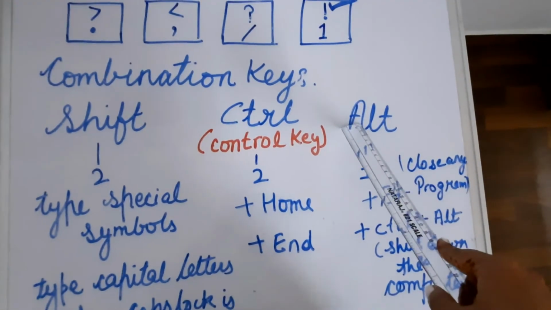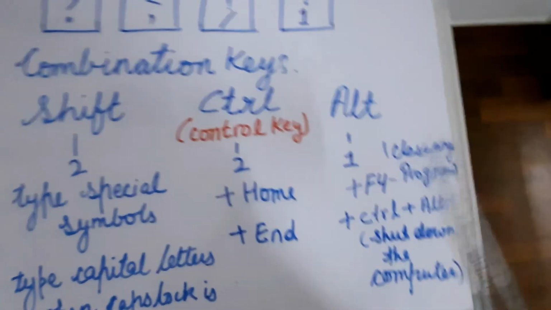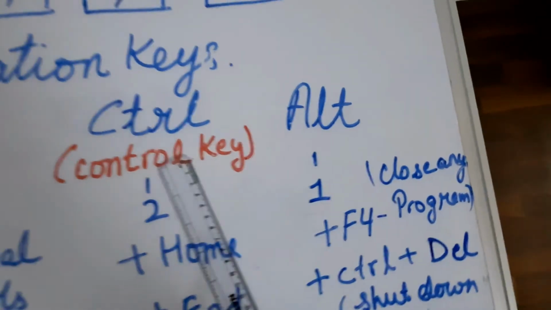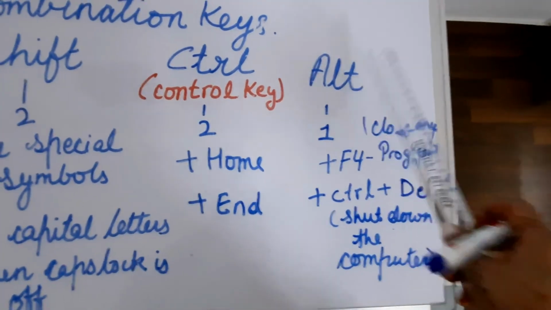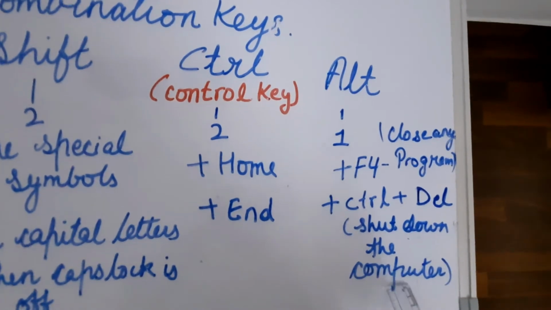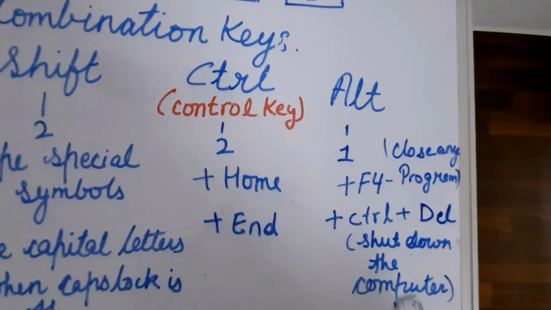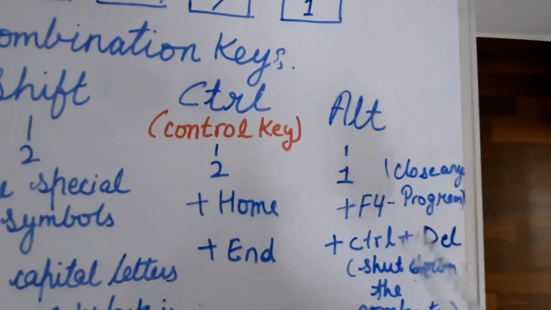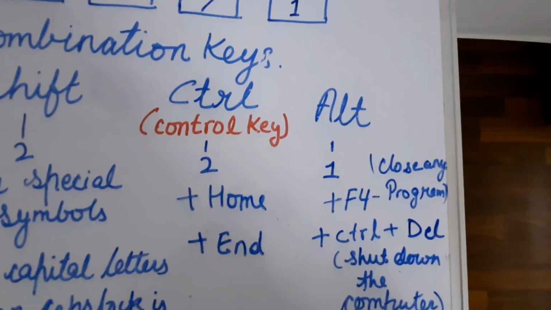The Alt key can also be used in combination with the Control key and the Delete key. When you use the Control plus Alt plus Delete combination, you can shut down the computer. You don't have to click on the Windows button and then go to shutdown. The moment you press Control plus Alt plus Delete, it will give you an option to shut down, and you can shut down your computer.